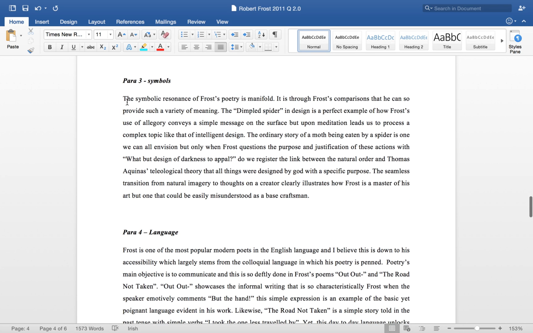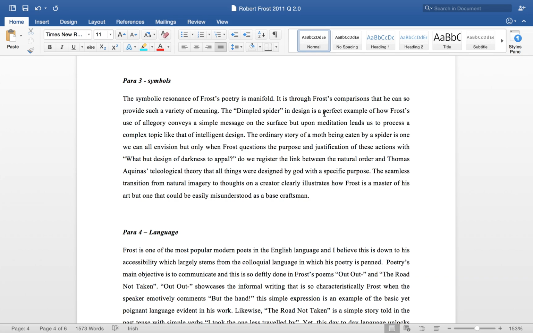Let's look at the symbols one. The symbolic resonance of Frost's poetry is manifold, so there's multiple layers, manifold. It is through Frost's comparison that he can provide such a variety of meaning. Again, keywords of the question.